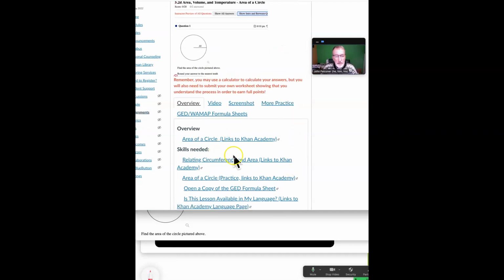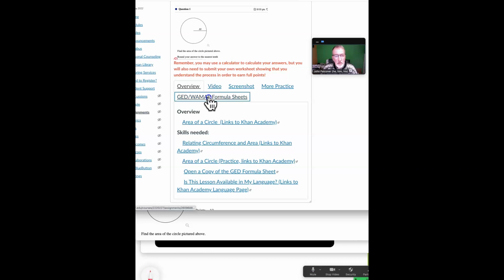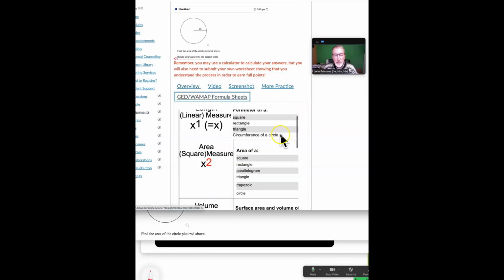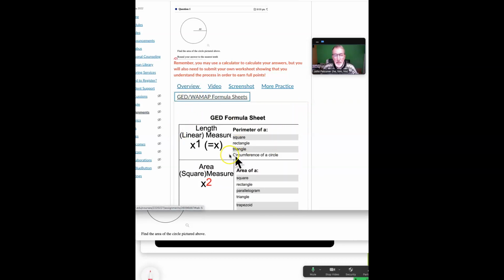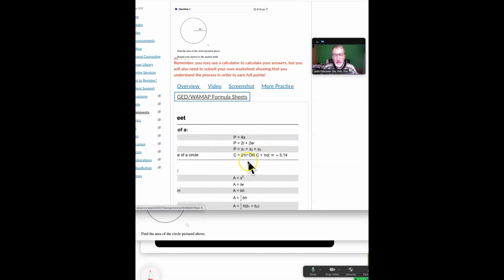Let's go to the GED WAMAP formula sheets. And in linear measure, we have the circumference of a circle, how to find that, 2 pi r, or pi times the diameter. And pi on the GED is equal to 3.14. And this is an approximation, which is why they use the wavy equal sign.